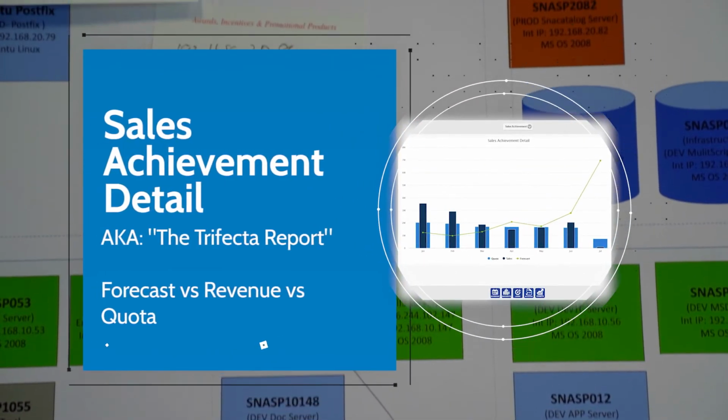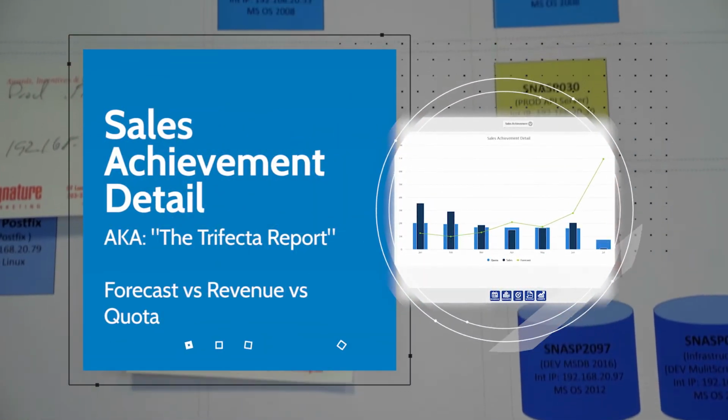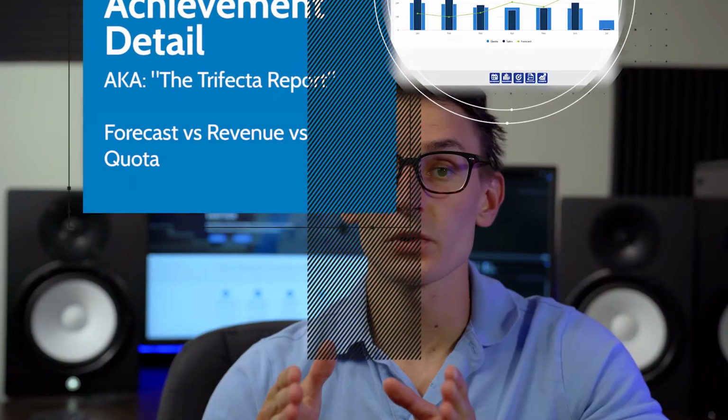One of the most commonly used charts, for example, that we see on the dashboard is the Trifecta Report. Now, the Trifecta Report stacks forecasted sales versus actual sales versus your sales quota, so that you see, okay, how much did my people say they were going to sell versus how much did we actually sell versus how much were we quoted to sell, how much did we need to sell to meet our goals.